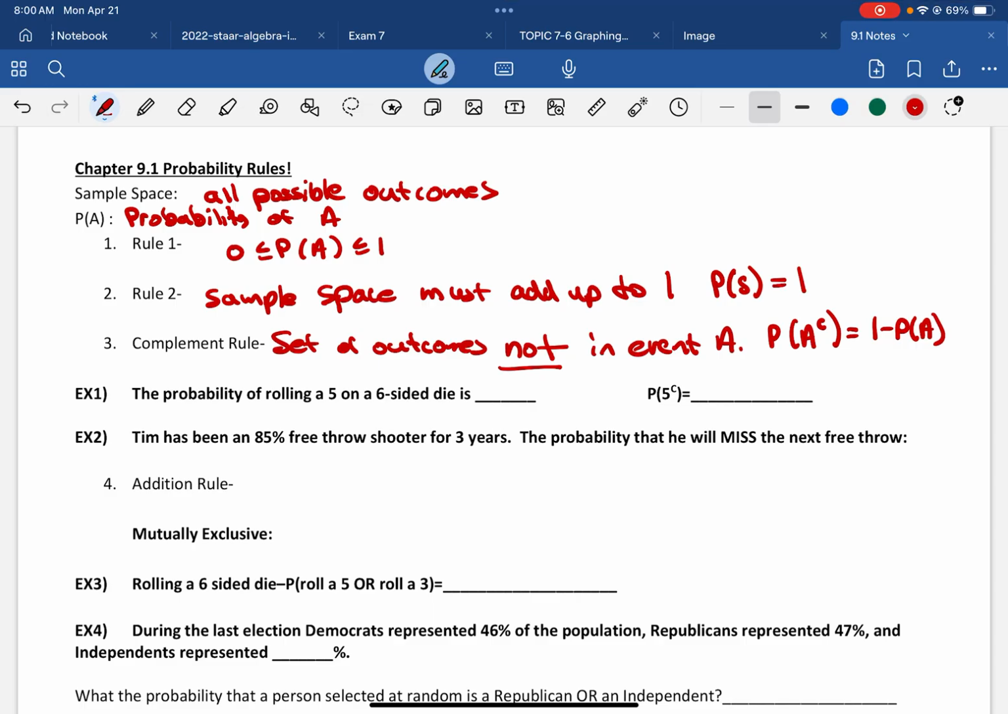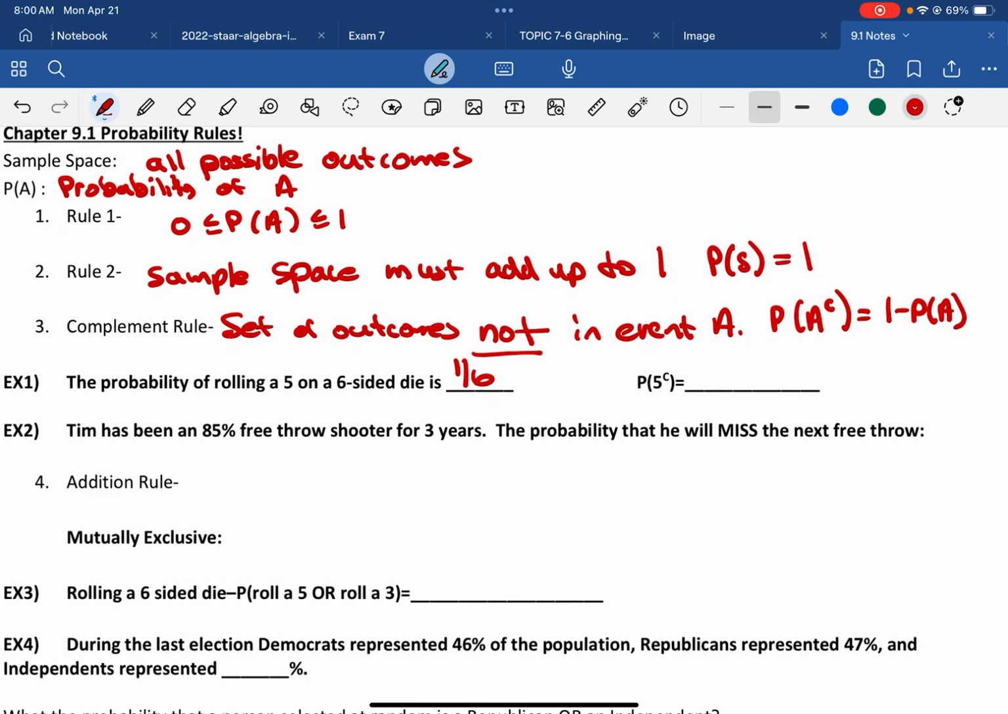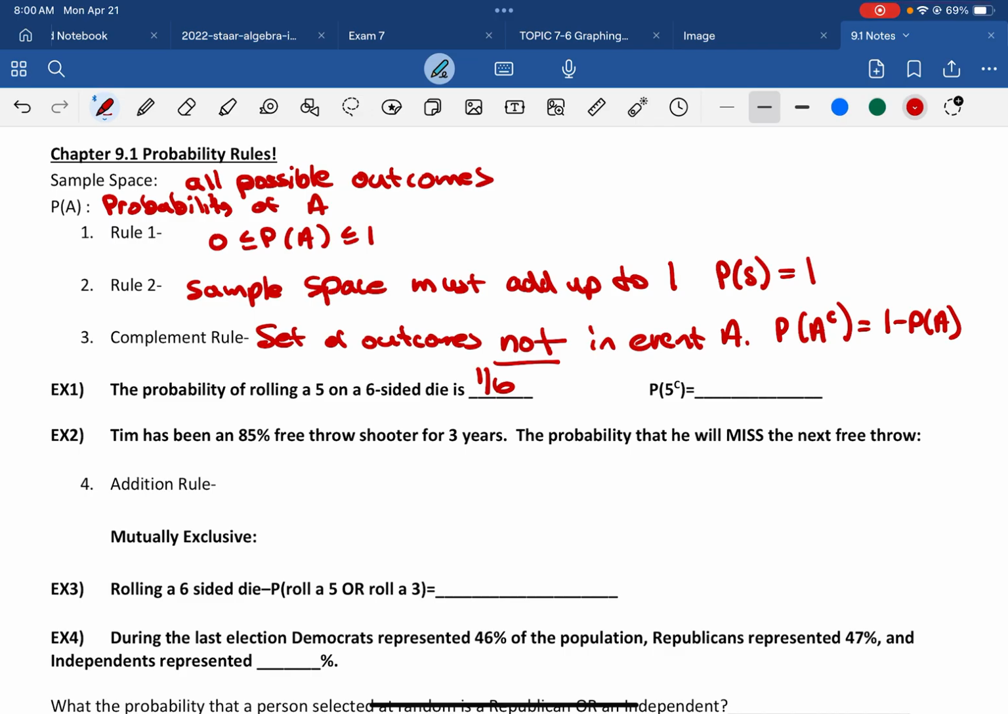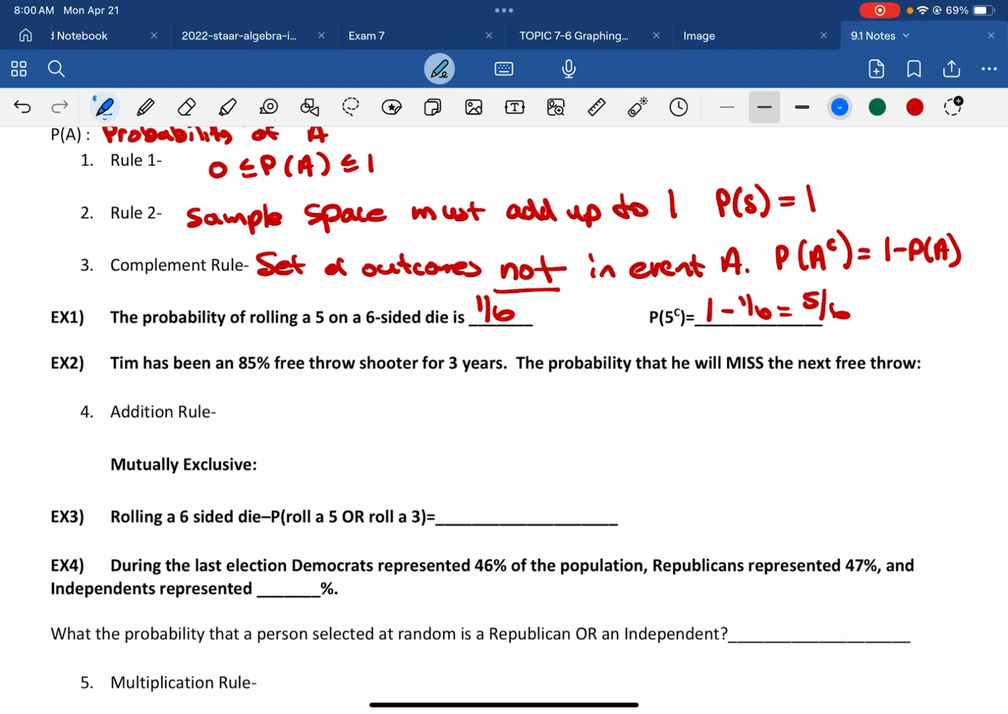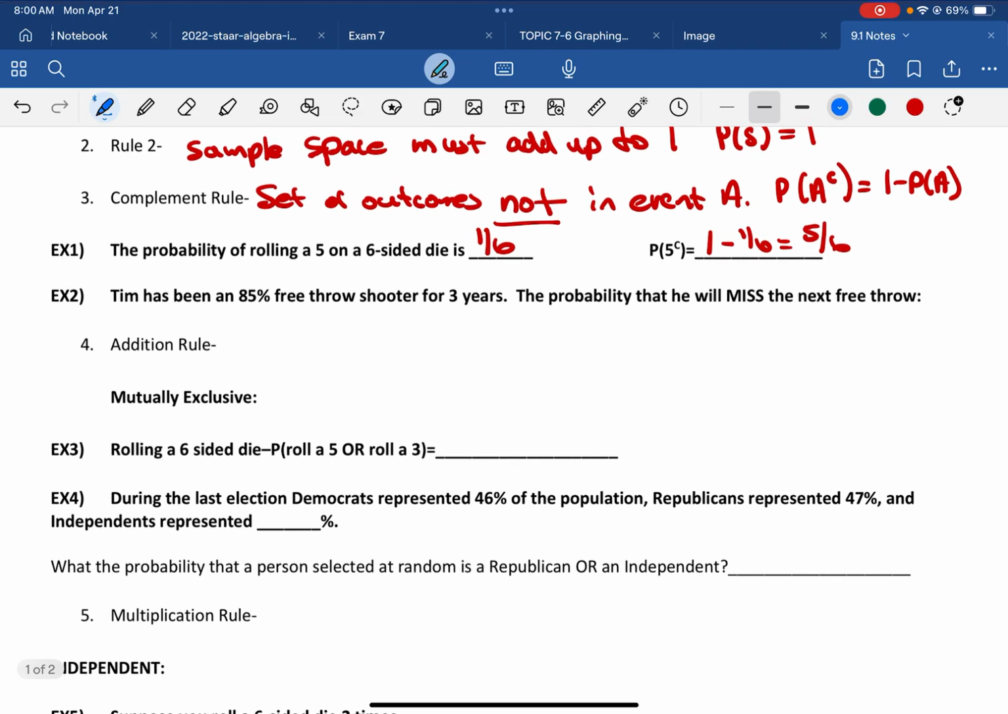Okay, so let's look at some examples and start wrapping our brain around this. The probability of rolling a 5 on a 6-sided die is 1 out of 6. Well, the probability of the complement of rolling a 5 is 1 minus 1 out of 6, which is 5 out of 6. So that's how complement works. Some probability questions are much easier to answer using the complement rule. Okay, let's look at example 2. Tim has been an 85% free throw shooter for 3 years. What is the probability he will miss the next free throw?